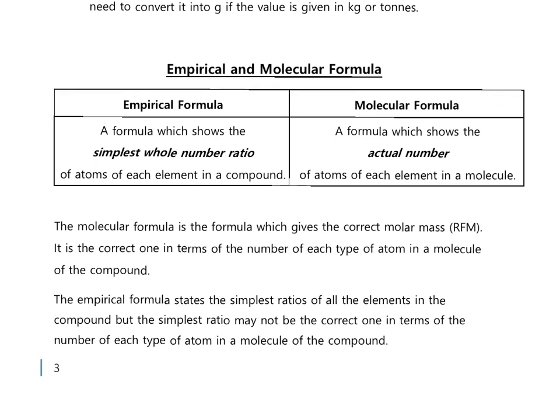Last week we were having a look at the difference between empirical and molecular formula. We saw how empirical formula is the simplest whole number ratio of atoms of each element in a compound, whereas the molecular formula shows us the actual number of atoms of each element in a molecule.